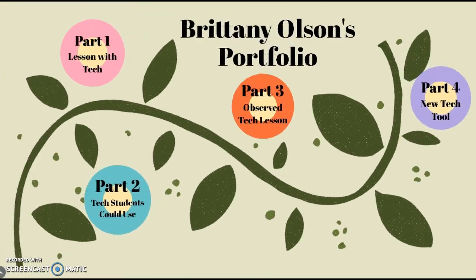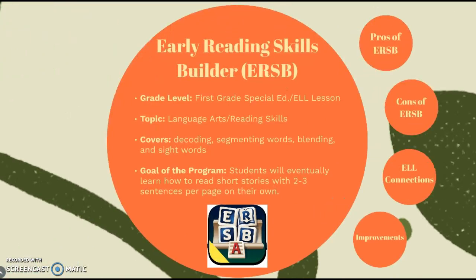Okay, so part 3. A lesson I observed was a first grade special ed ELL lesson. This is in our self-contained special ed room. The topic was language arts and reading skills. The program is called Early Reading Skills Builder, ERSB, and it covers decoding, segmenting words, blending, and sight words. The goal of the program is students will eventually learn how to read short stories with 2 to 3 sentences per page on their own. And that's at the very end of the program. So throughout the whole year, they are working on all these skills to reach this goal.